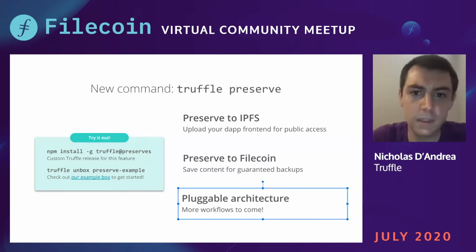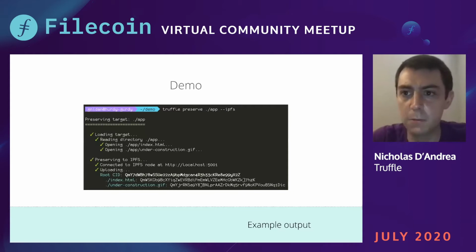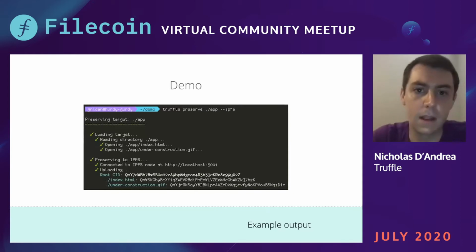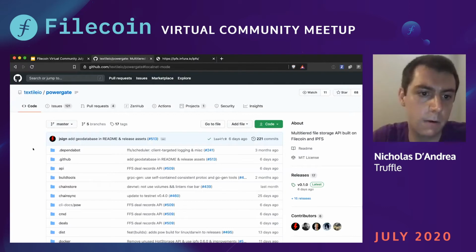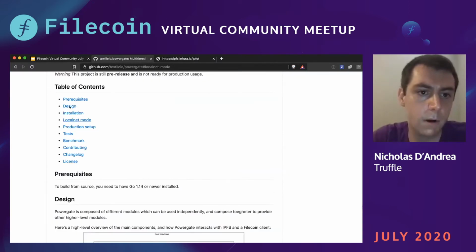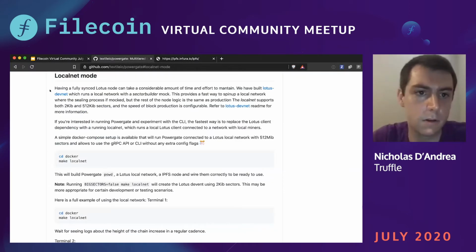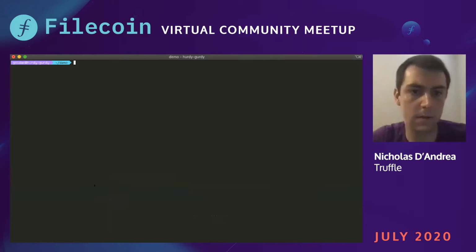So to show this off, I have a demo prepared for you all. And I just wanted to start by saying that there is one prereq that I've found really useful, and that's PowerGate. PowerGate provides this local net mode. And it's really easy to set up. You just follow these instructions. And so I have that running already. And that's what I'm going to be doing.